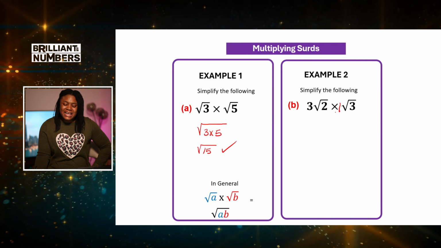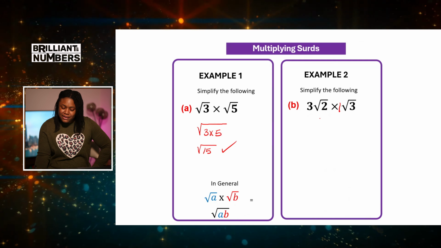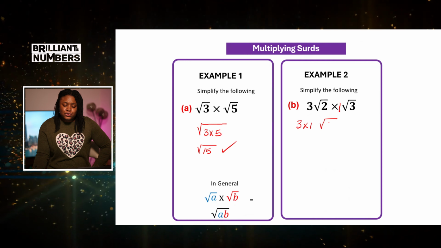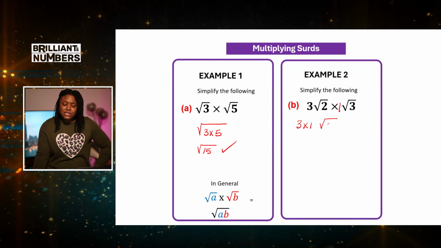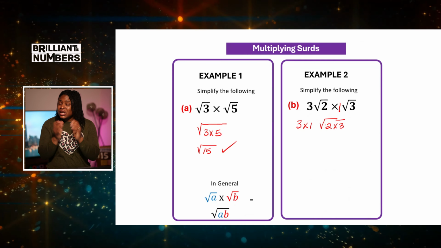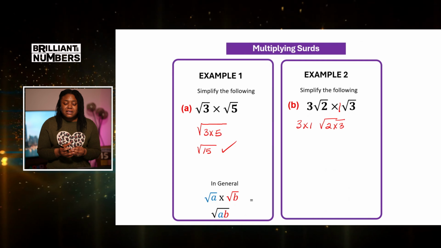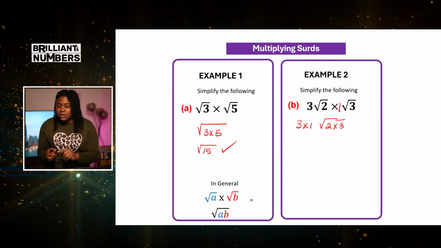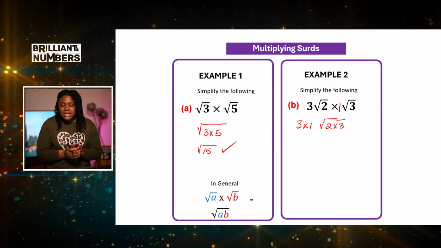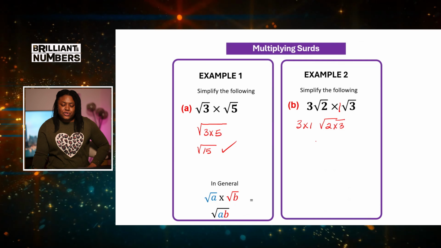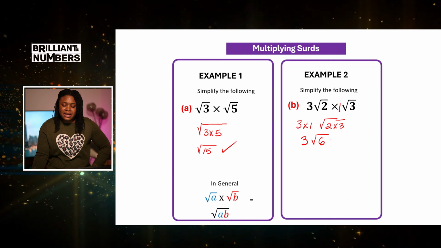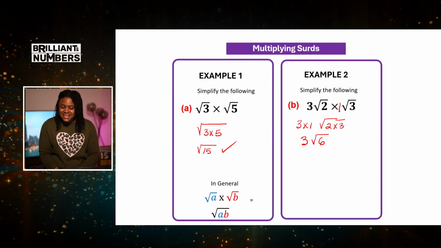So I need to multiply my coefficients together. So I need to do 3 times 1, and also, as in the example we did before, I now need to do root 2 times root 3. You can see here, I have collected the like terms. So the like terms are the coefficients, which are 3 and 1. Those go together as a whole number, and those numbers will be before the root. And then I collect the roots together. So 3 times 1 is 3 and 2 times 3 is 6. So my answer then is 3 root 6.